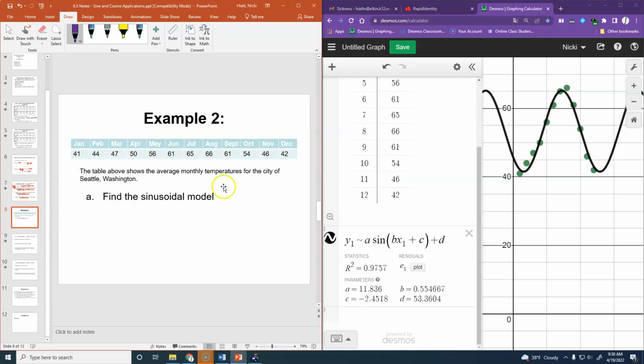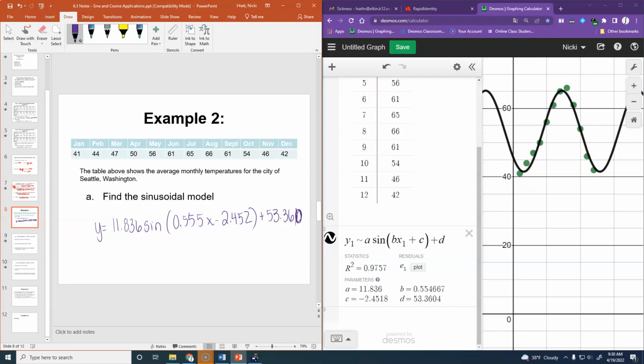All right, so our model, let's write it down, turns out to be y equals 11.836 sine of 0.555 x minus 2.452 plus 53.360. I rounded everything to 3 decimal places.